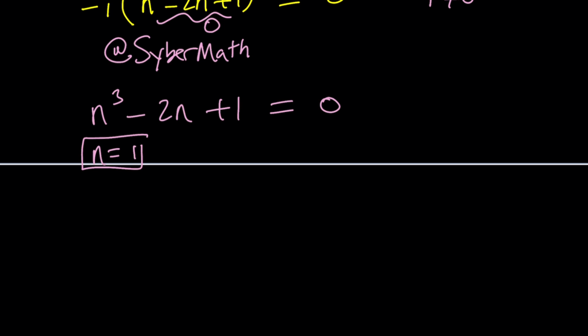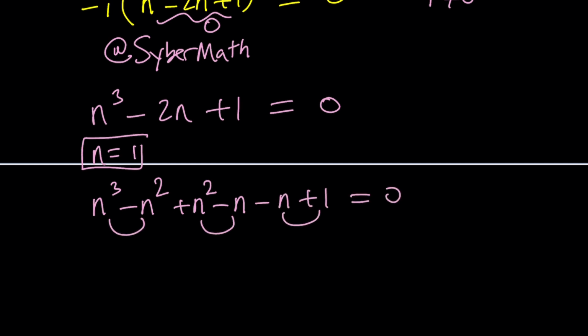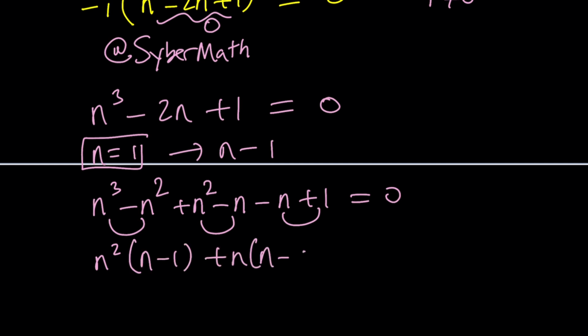You can do polynomial division, synthetic division, or you can just manipulate like this. n cubed minus n squared plus n squared minus n plus 1 equals 0. Notice that I kind of played with the numbers to get factors of n minus 1, because if n equals 1 is a solution, by factor theorem, n minus 1 is a factor. Nice. Now we can factor this: n squared times n minus 1 plus n times n minus 1 minus 1 times n minus 1 equals 0.